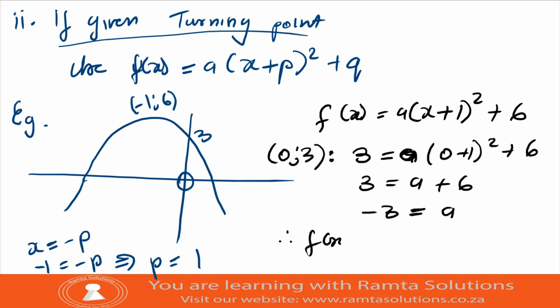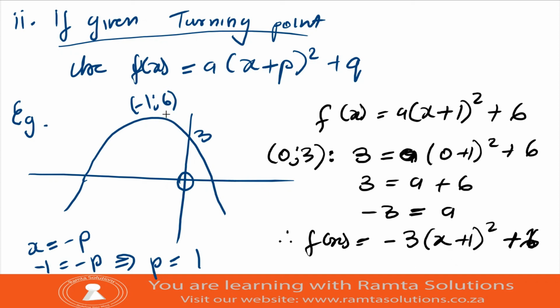Therefore, f of x equals -3 into x plus 1 all squared plus 6. According to me, this is correct. Why am I saying it's correct? Look at your graph. Your graph is frowning, right? Now, when your graph is frowning, it makes sense for a to be negative. Therefore, we are correct. Now, they can ask you what is the range of this function.